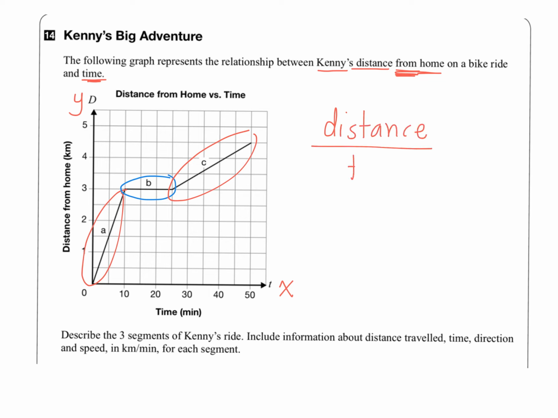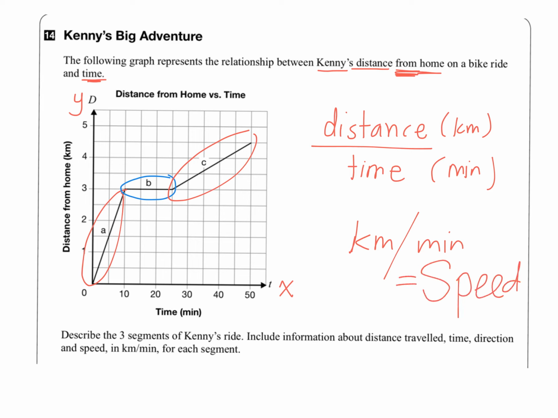over time. So distance in kilometers over time, which is in minutes. So think about this. If you're looking at kilometers per minute, that is referring to your, starts with an S? Speed. Okay? So the relationship here is going to show us the speed at which he's traveling. Distance over time. Rise over run. Each segment is a line, a straight line. Each segment is different.